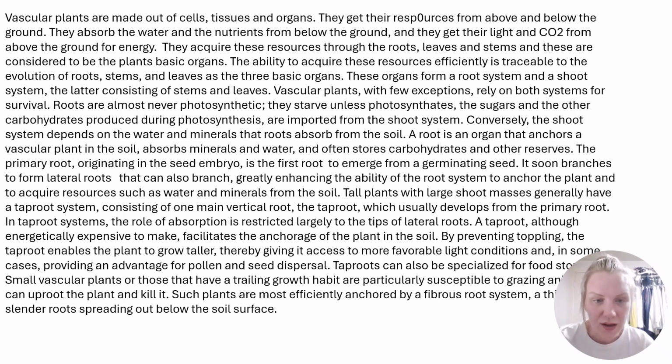A root is an organ that anchors a vascular plant to the soil, absorbs minerals and water, and often stores carbohydrates and other reserves. The primary root, originating in the seed embryo, is the first root to emerge from a germinating seed. It soon branches to form lateral roots that can also branch, greatly enhancing the ability of the root system to anchor the plant and to acquire resources such as water and minerals from the soil.